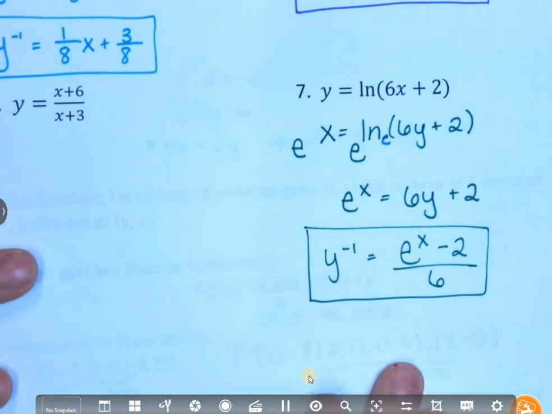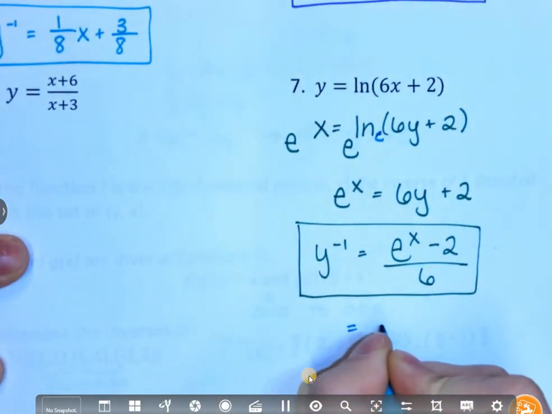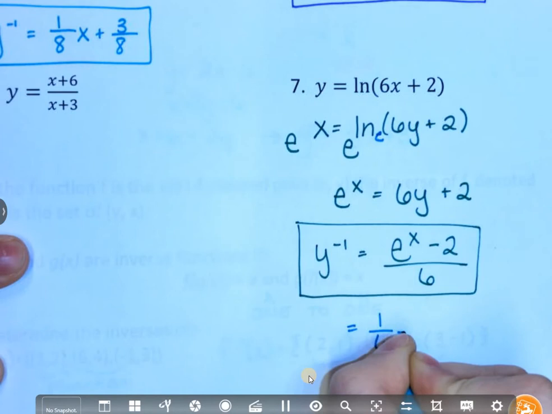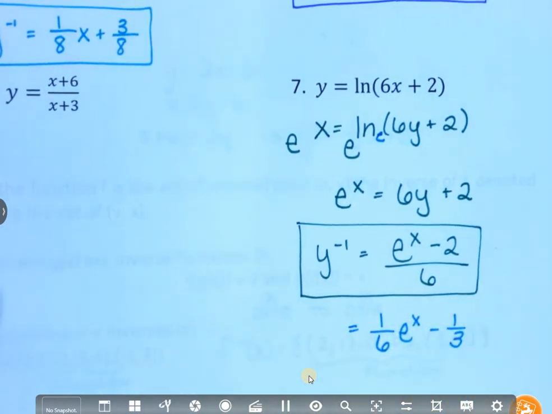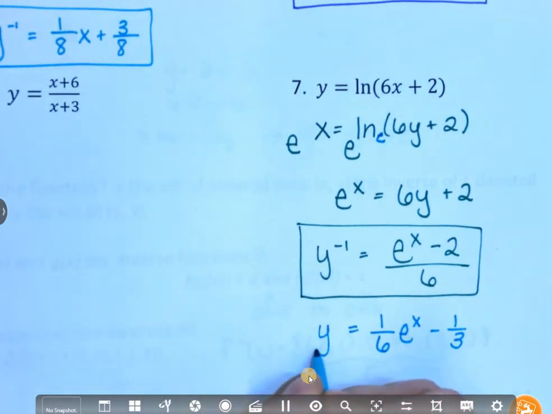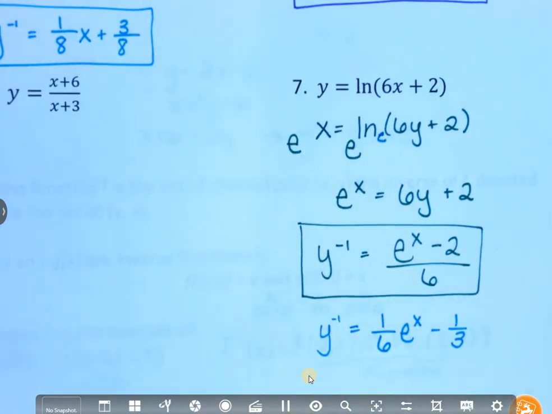You have the choice of either leaving it like that or saying 1/6 e to the x minus 1/3. You just have to understand that the 6 might simplify with the 2, but it does not simplify with the e. Nathan. You could do e to the x over 6. That's fine. Okay. Are we all right on those?